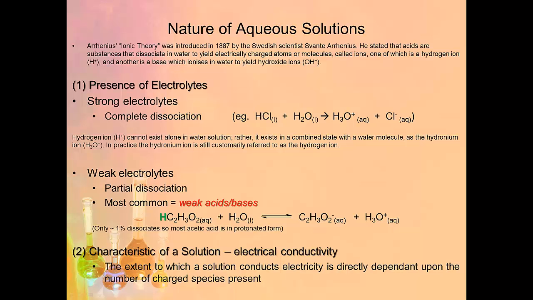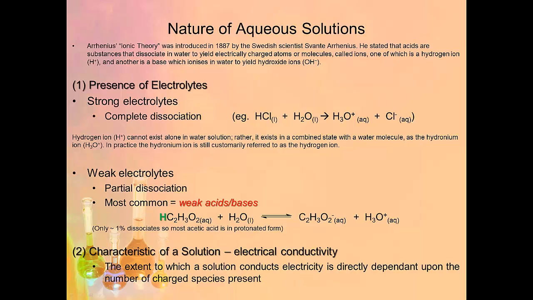Now, when we're discussing electrolytes, we can have strong electrolytes that have a complete dissociation. So if we have a look at hydrochloric acid being added to H2O, this is completely dissociating into hydronium ions, H3O+, and Cl-. So in this course, we will use hydronium ions and hydrogen ions largely interchangeably, okay? This is because the hydrogen ion cannot exist alone in a water solution. So when it's combined with a water molecule, it will form the hydronium ion.